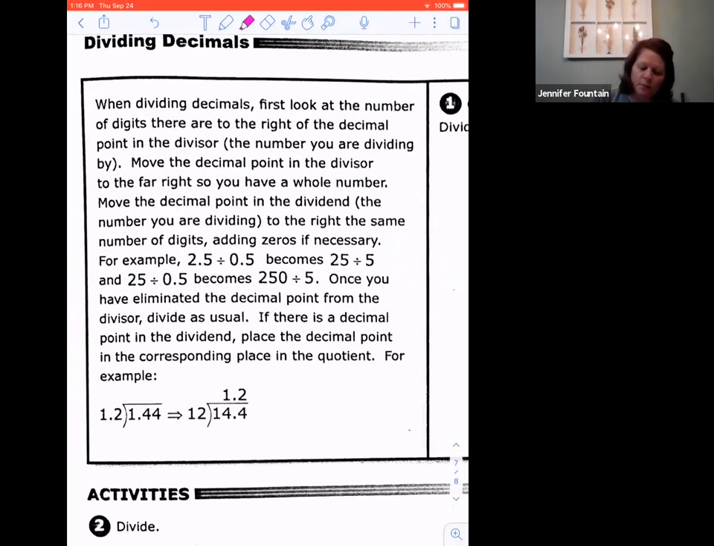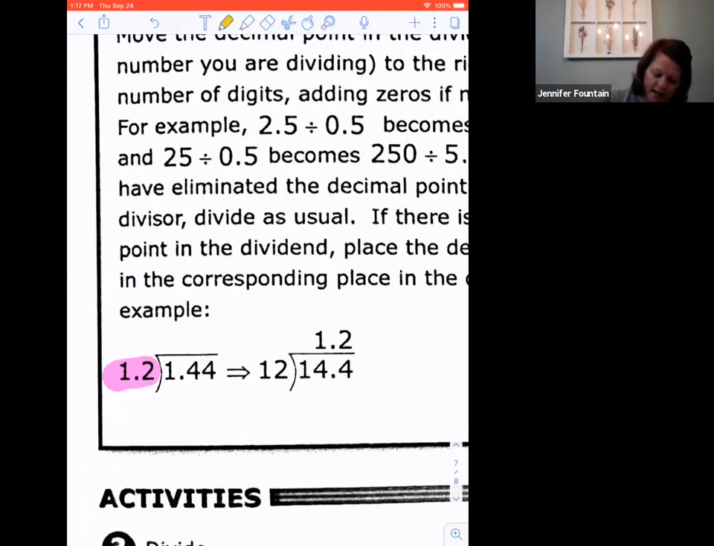It says move the decimal point in the divisor to the far right so you have a whole number. Move the decimal point in the dividend, the number you are dividing, to the right, the same number of digits. So basically, when I look at this number right here, 1.2, I see that I've got to move my decimal one place to the right to give it a whole number. So if I move that one place, I have to move the other one place as well.